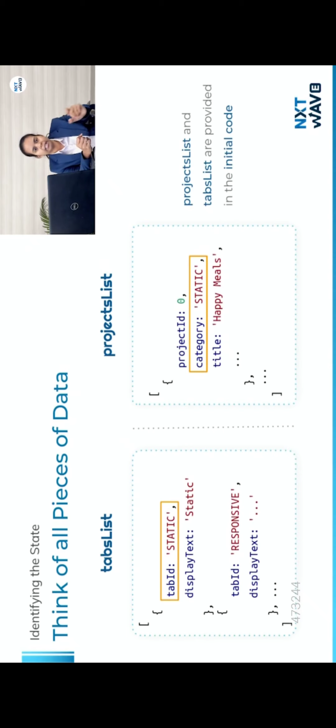So there's a tab ID and the display text. The tab that we want to display is static, and the text that has to be displayed is there. You can see it has to be written in that way. So we are maintaining that data in the tabs list.